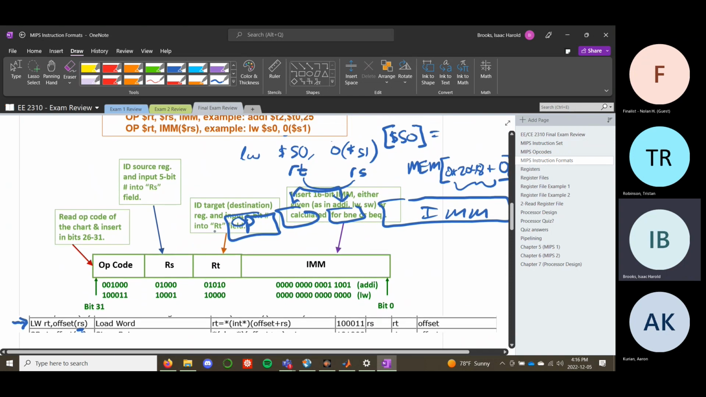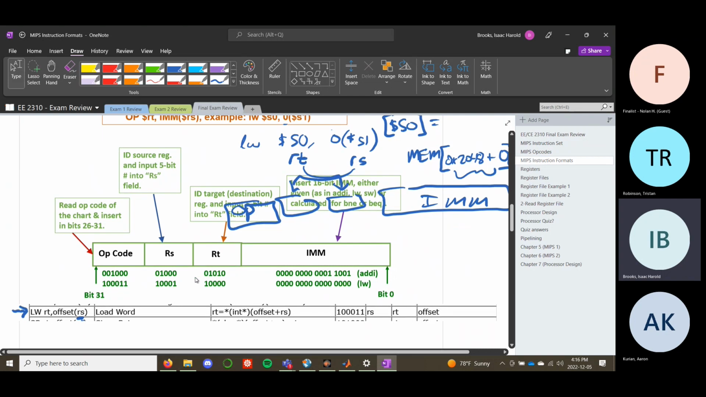And these things can get really squirrely if you get caught up on which is which. So definitely take a look at these things.